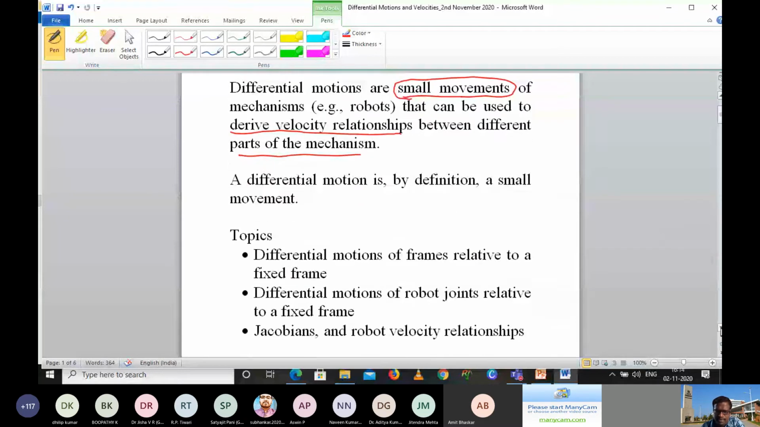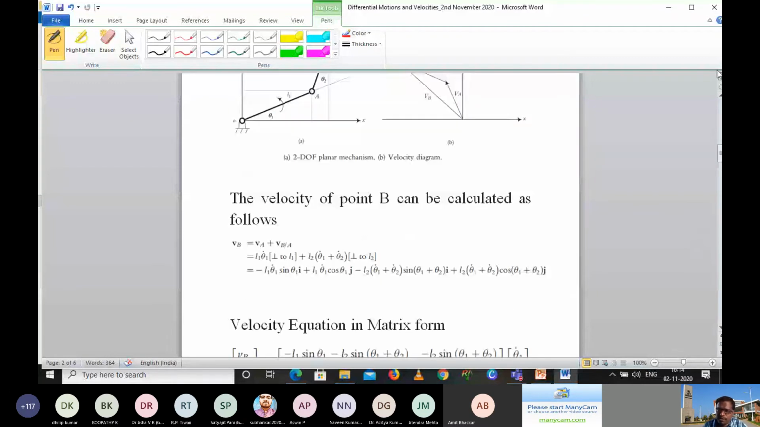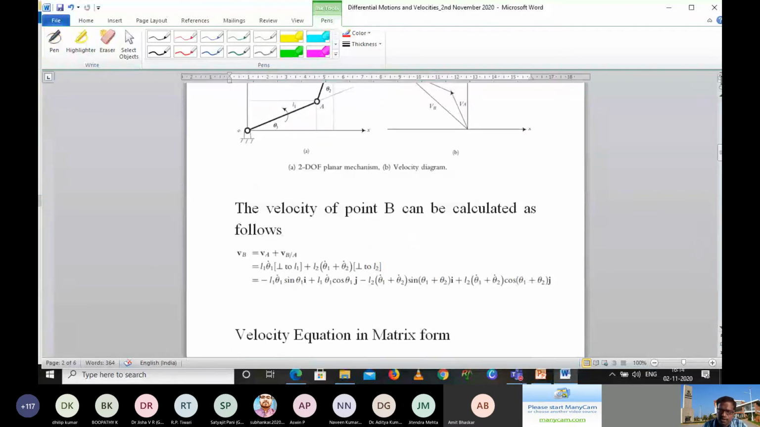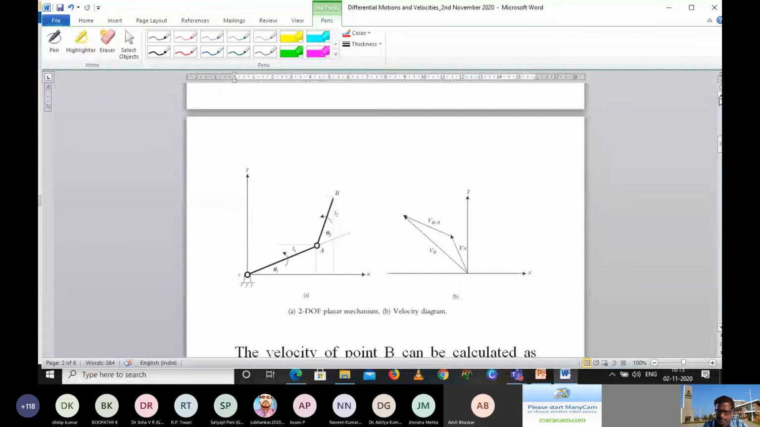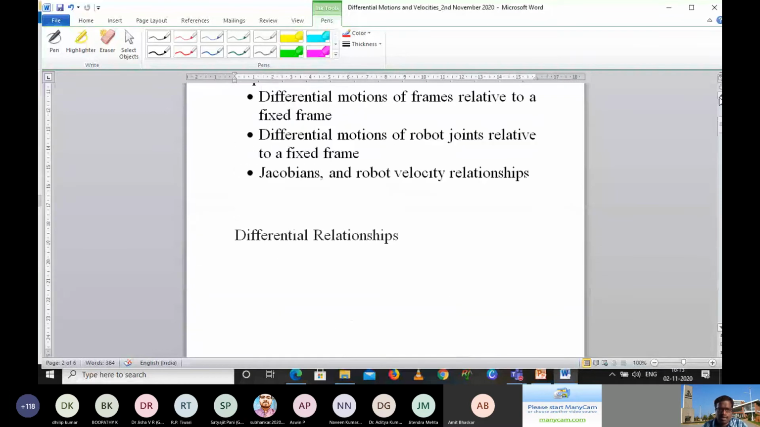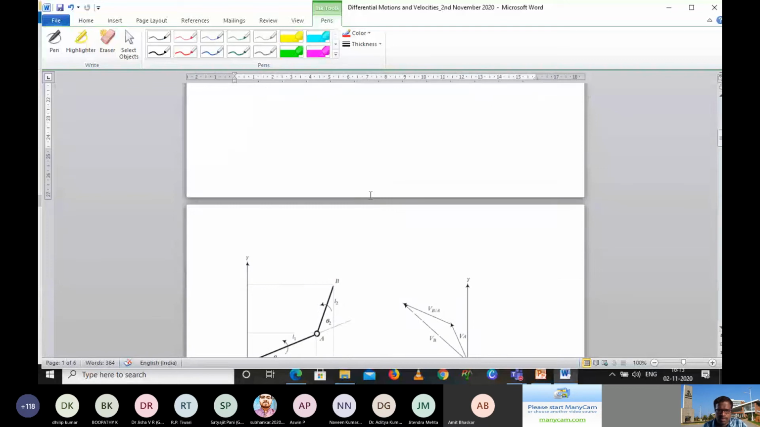And here we are having different topics, but I don't want to go into all of them actually. I'll go with a simple velocity, and then I will give an introduction to the Jacobian, and then I will stop, so that our professor will start from tomorrow with what is the Jacobian. Okay, the differential relationships I want to give.